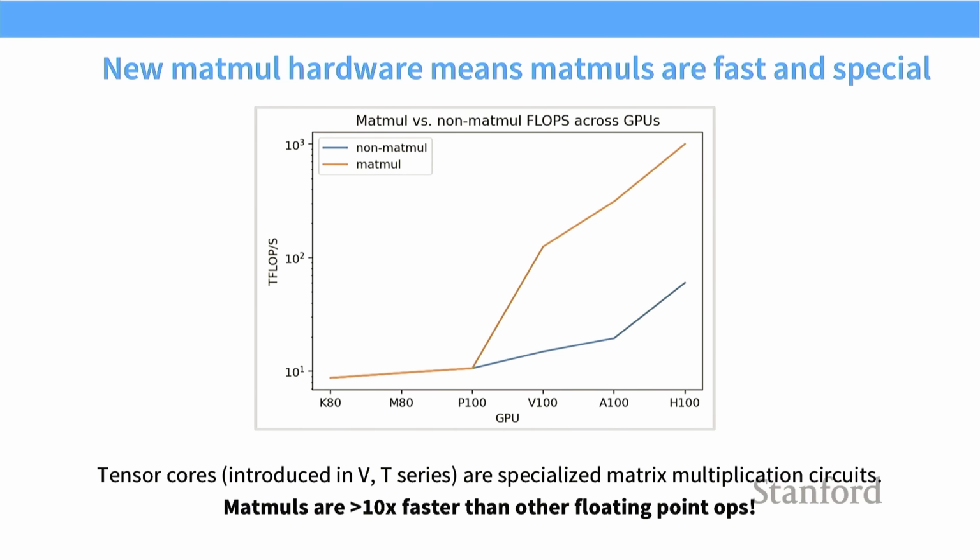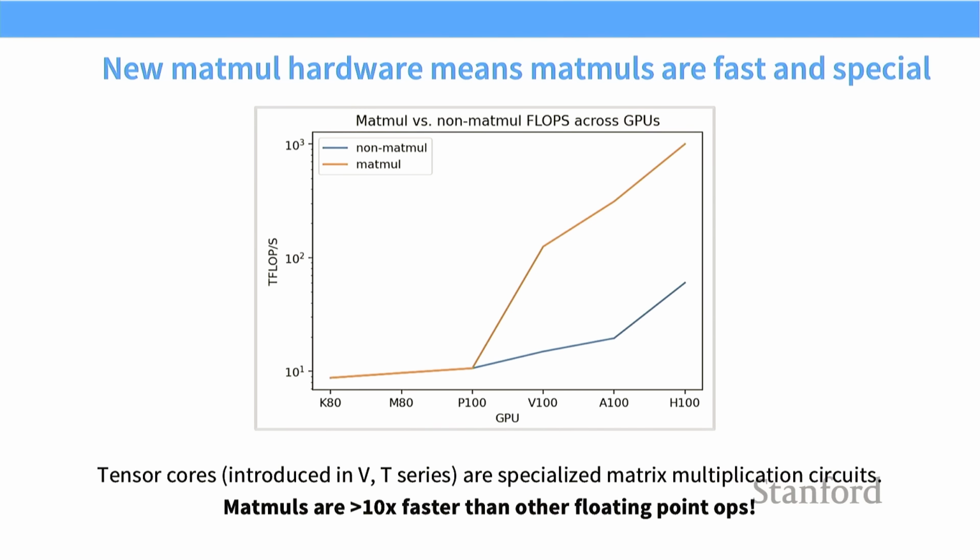So this is a chart showing the number of teraflops per second by different generations of NVIDIA GPUs. The orange line is your matmul flops, the performance you can get if you're doing matmuls. The blue line is your non-matmul flops. And you see this big gap at V100s when they started putting in tensor cores that were specialized hardware to do matrix multiplies. You see this gigantic gap in the matrix multiply performance relative to the non-matmul performance.